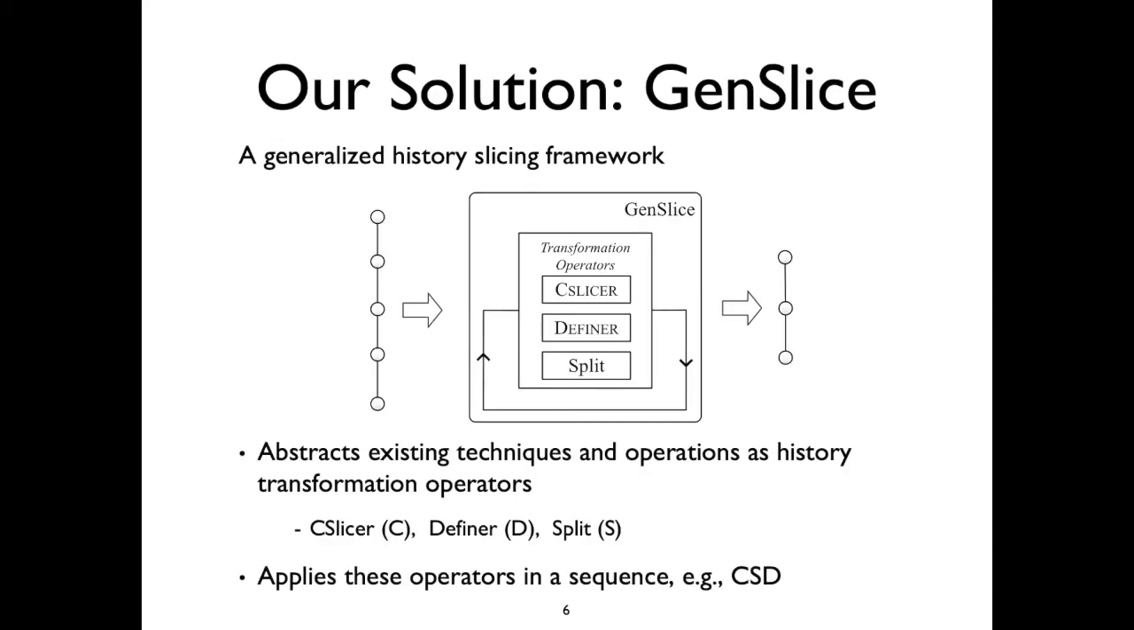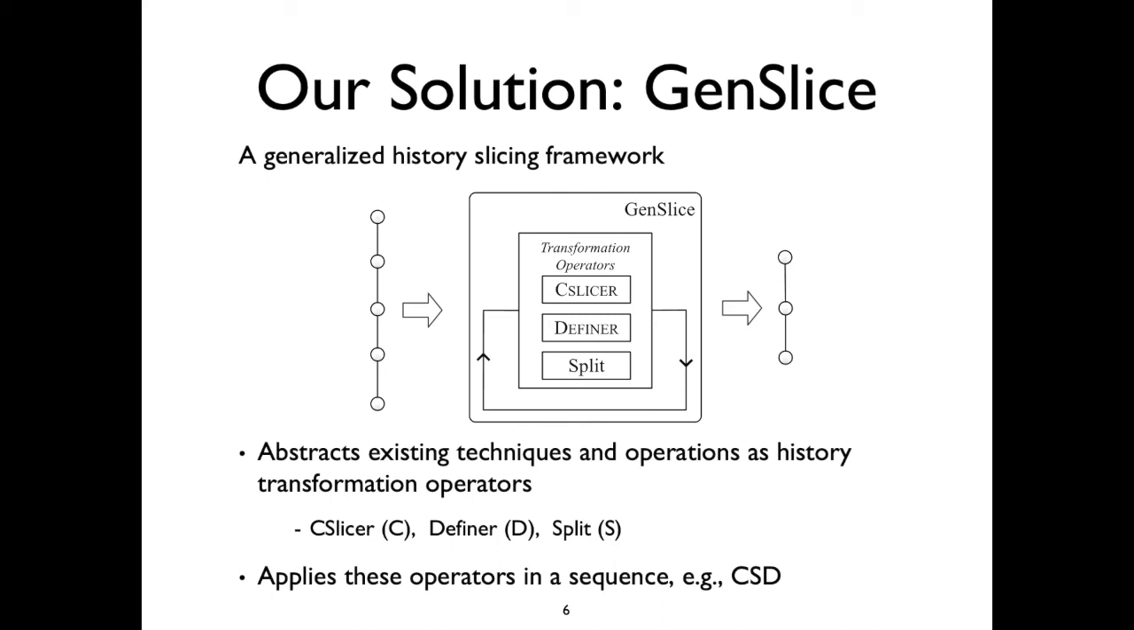To remove these limitations, we propose GenSlice, a generalized history slicing framework. GenSlice abstracts existing approaches and the splitting operation as transformation operators. Splitting operation means breaking down original commits to file-level changes to produce finer-grained histories. We use C for CSlicer, D for Definer, and S for split.